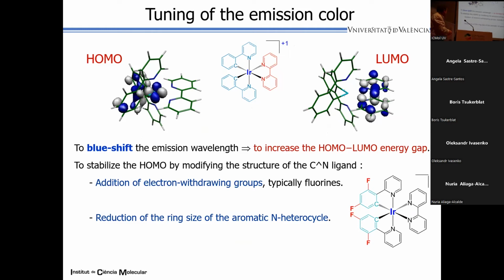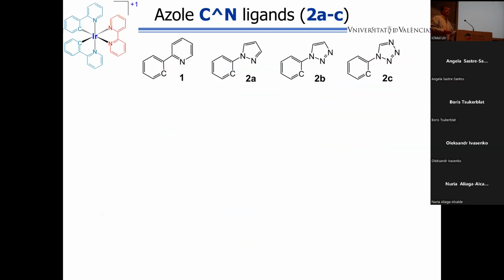And usually what people have done is to modify the structure of the main ligands, the CN ligands, by introducing electron withdrawing groups like fluorine here, or by reducing the size of this pyridine ring, the nitrogen containing ring. And I will show you an example of doing that, making also theoretical calculations and comparison with the experiment.